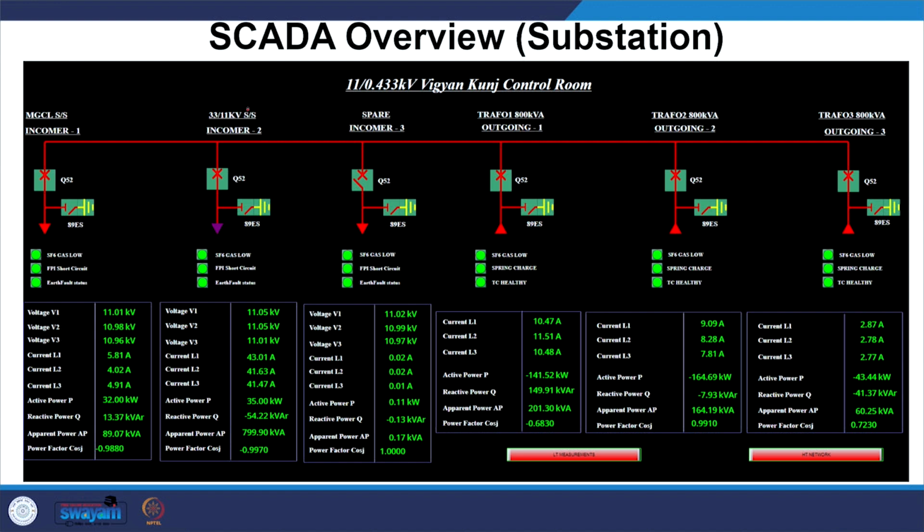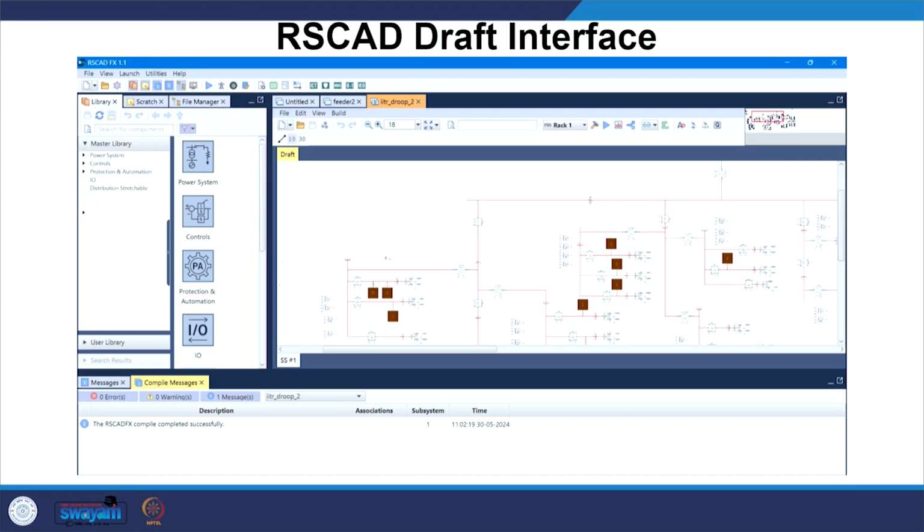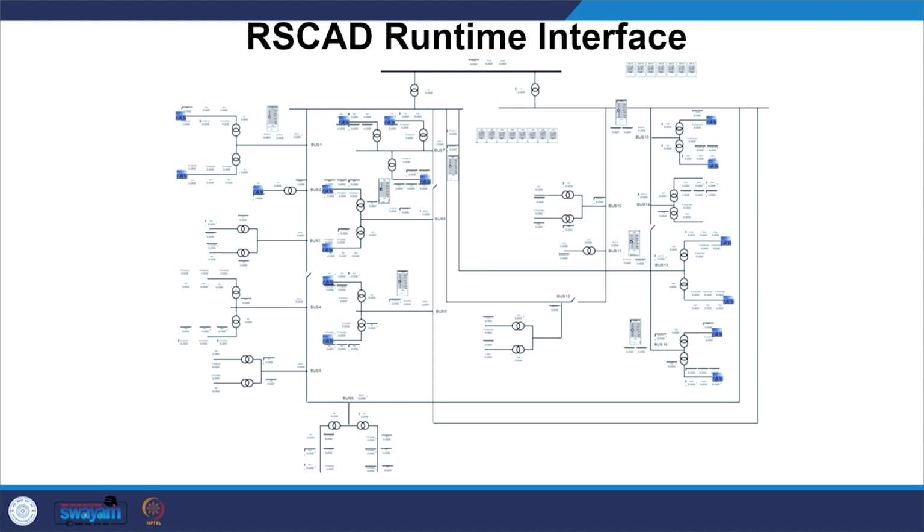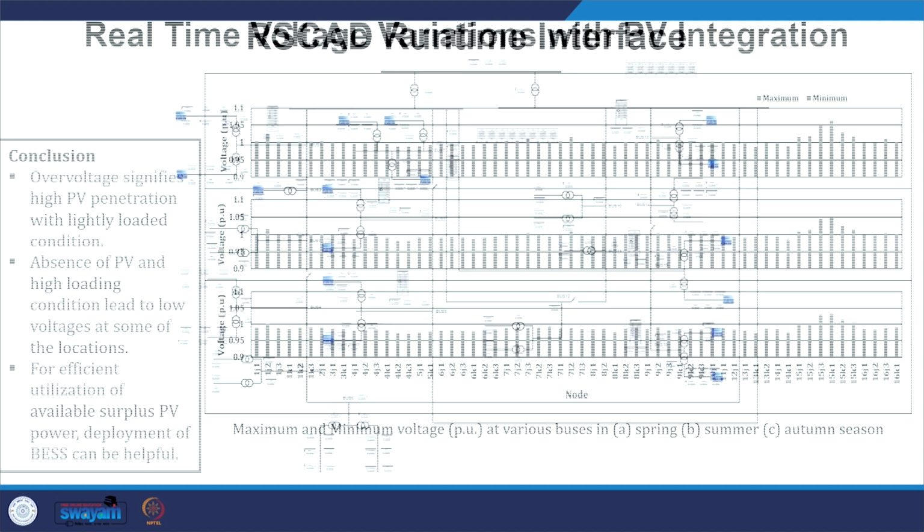So this is my 33/11 kV, and there is a bit of 11/0.415 kV too. This is your RSCAD draft interface. Before you simulate, you need to create a draft interface of your network before you carry out real-time simulation in RTDS. And this is your RSCAD runtime interface, because the distribution system is quite large. So after creating the draft, you can interface.